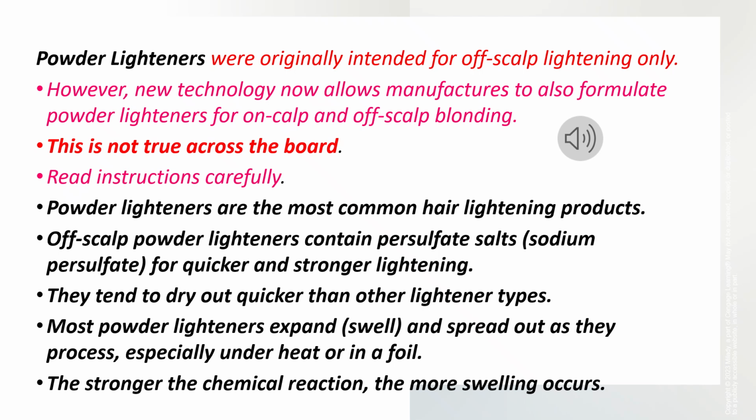Off-scalp powder lighteners contain persulfate salts for quicker and stronger lightening. They tend to dry out quicker than other lightening types. Most powder lighteners expand, swell, and spread out as they process, especially under heat or in a foil. The stronger the chemical reaction, the more swelling occurs.